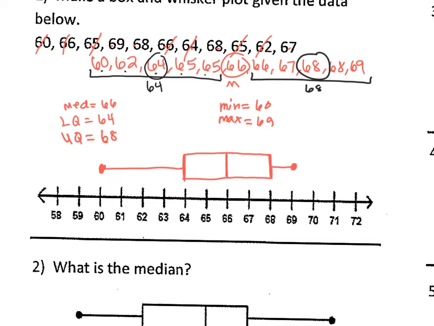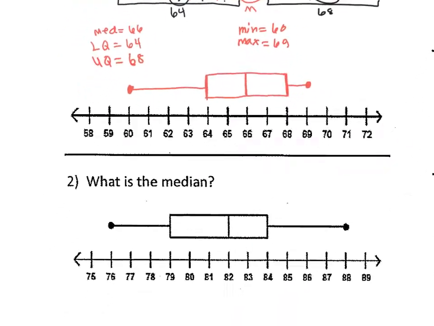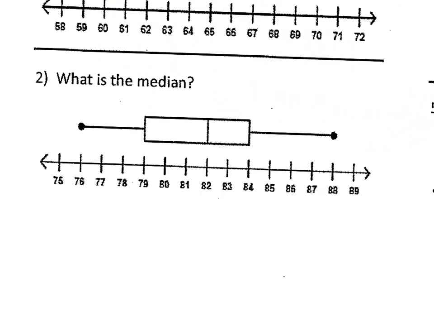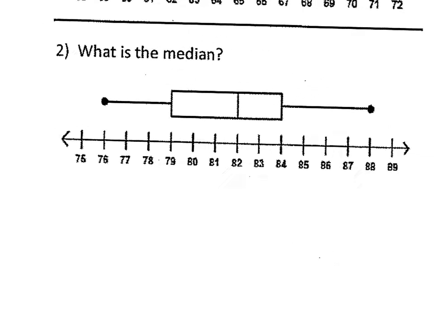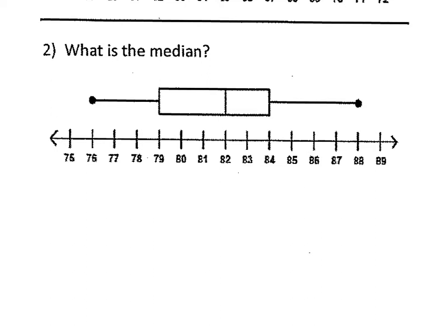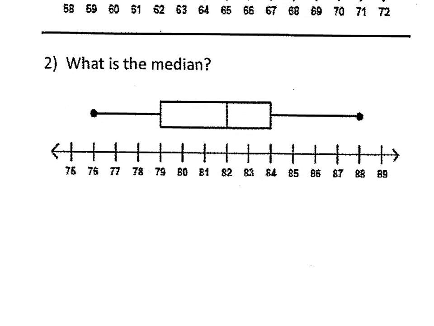Okay, so we just created a box and whisker plot. Now we're going to answer some questions about already created ones. On number 2, they gave us a box and whisker, and it says, what's the median? For this number line, would you say, Antonio? 82. Remember that middle number that's right in the middle? That's showing you what your median is. It's always the line in the box. That's right. So 82 on number 2. That's your median.